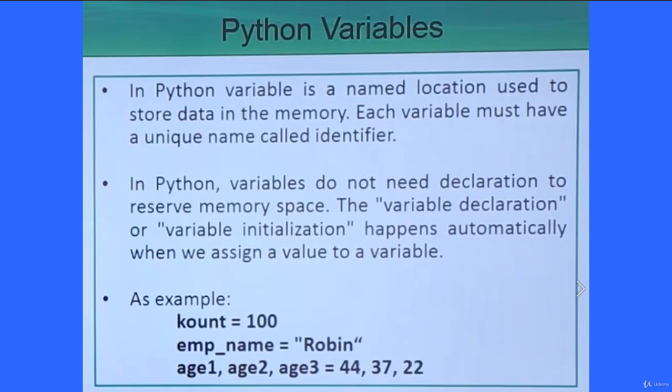In this way, multiple variables can be declared and initialized in the same statement. There is no need to put a semicolon at the end of a Python statement, so no semicolon is there. That is how we define and initialize variables.